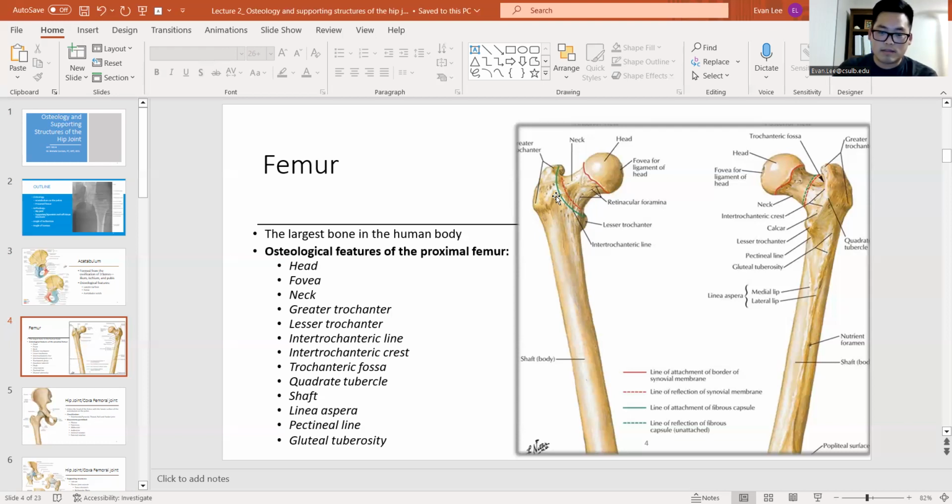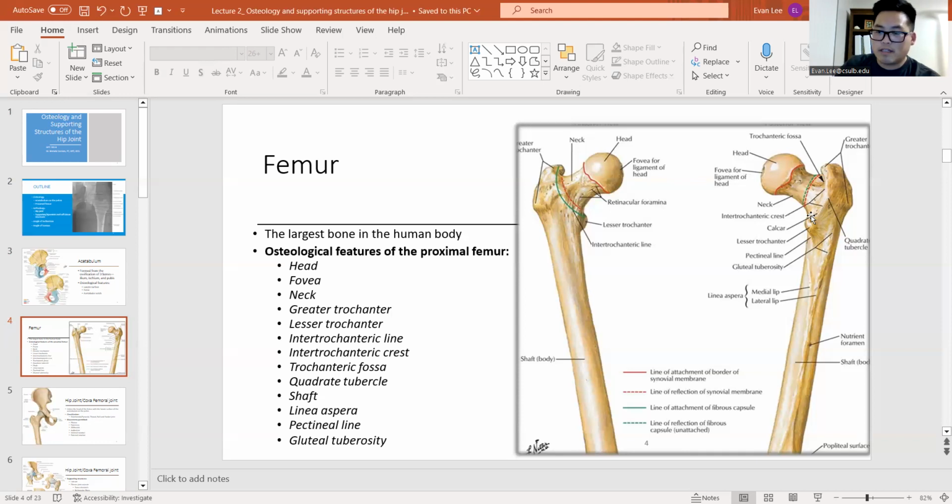So that is the intertrochanteric line, but on the back of the femur, looking at the greater trochanter and lesser trochanter again, you can see that there is a large ridge here. This is a raised ridge between the two, which is called the intertrochanteric crest. The intertrochanteric crest is this region right here between the greater and lesser trochanter.